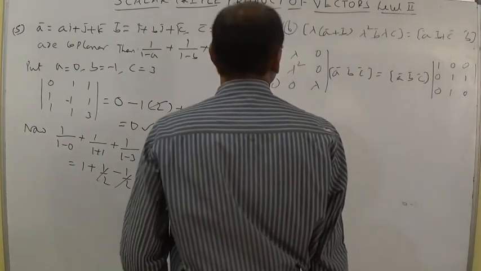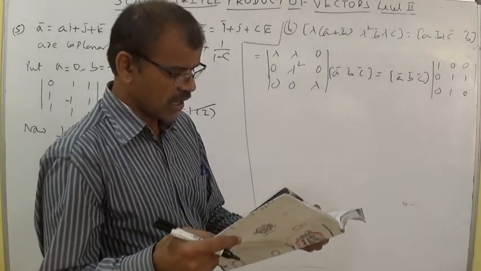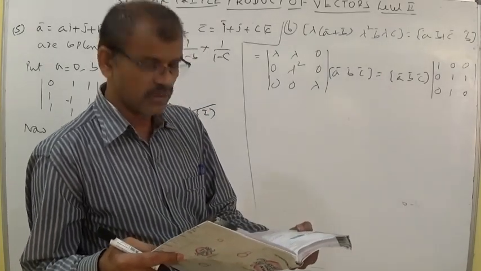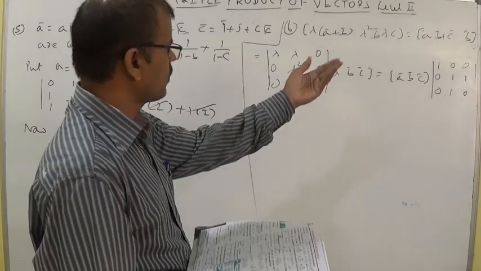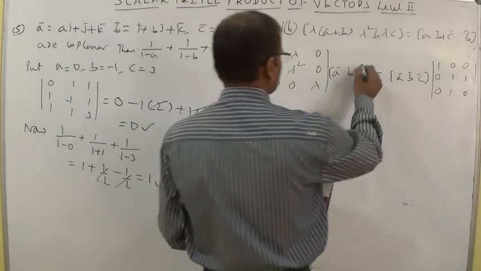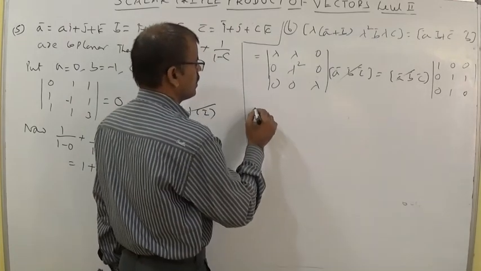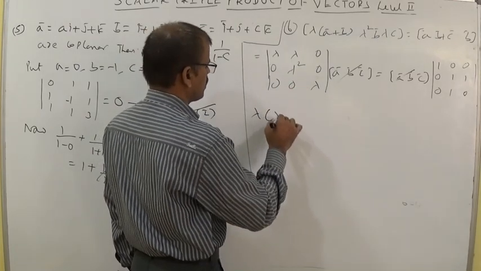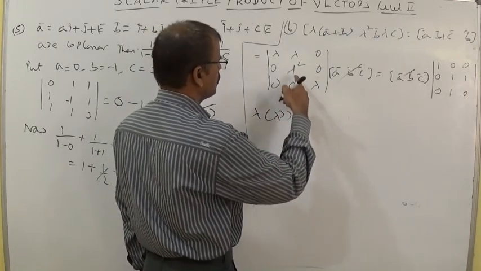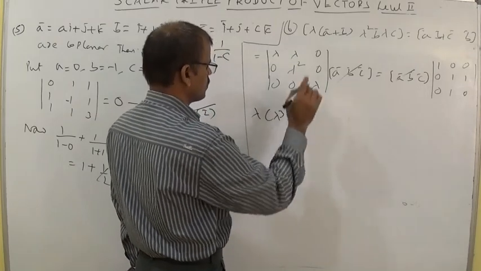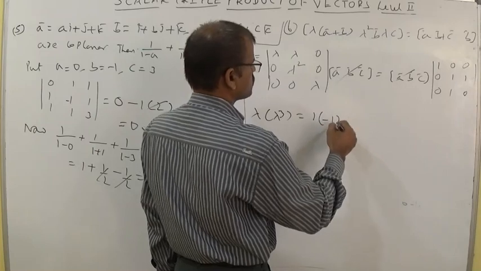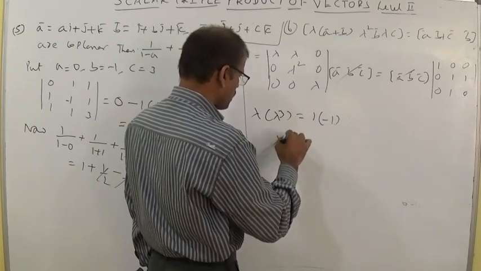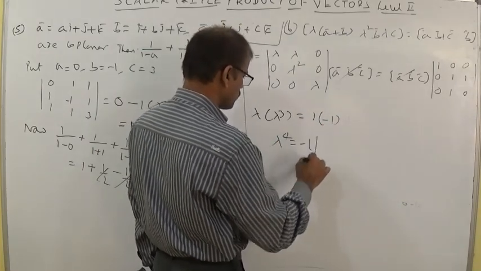Box ABC. According to the question, they are not coplanar. The data will be given. Whenever they are not coplanar, box ABC is not equal to 0. So forget about this one, otherwise you can get it cancelled. And lambda multiplied here: lambda into lambda cube minus lambda into 0, no need here. That is equal to the determinant 1 into 0 minus 1, that's all. So lambda power 4 is equal to minus 1 we got.